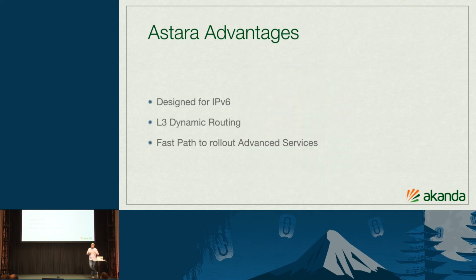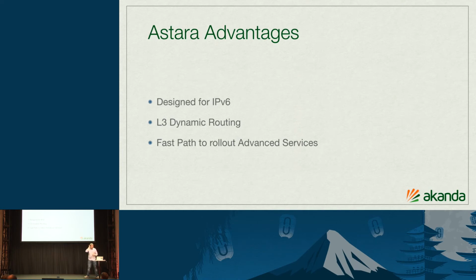One of the differences with Astara from, say, standard Neutron is that from the ground up, Astara was designed for IPv6. When we began the project, that was one of the things we were committed to, knowing that the world's basically running out of v4 addresses. We wanted to make sure we were ready for that.